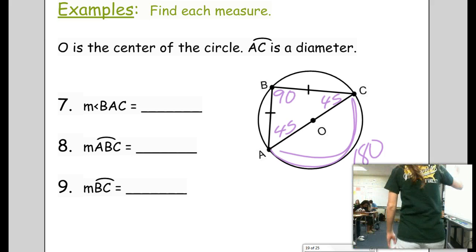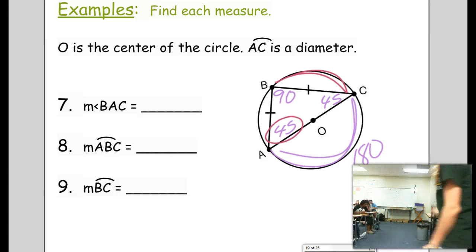To find the measure of an arc, you take the inscribed angle. Oh, do I double it or half it? Double it. 90.